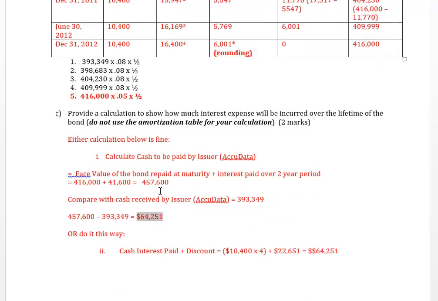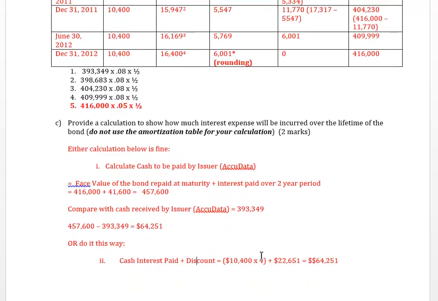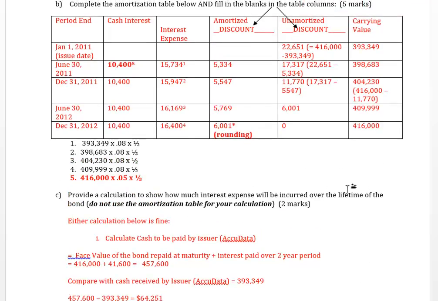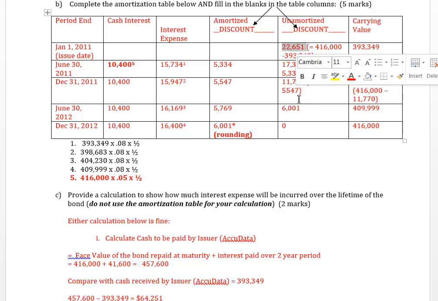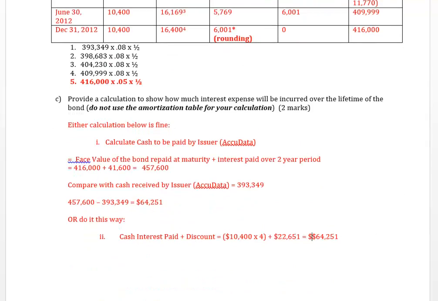So the other way you could do it is you could look at the interest that you pay out, which is your cash interest, plus your unamortized discount, because don't forget it's that discount plus the interest that you pay that goes into interest expense every period, right? So interest expense is the total of cash paid plus the discount you amortize every period. So it stands to reason that whatever you would pay out in cash over the term of the bond plus whatever you would amortize over the term of the bond, which you already know is $22,651 because you calculated it up front, is going to give you the amount it's going to cost you to borrow the money from your investors. So that would be $64,251, just as we had up here.